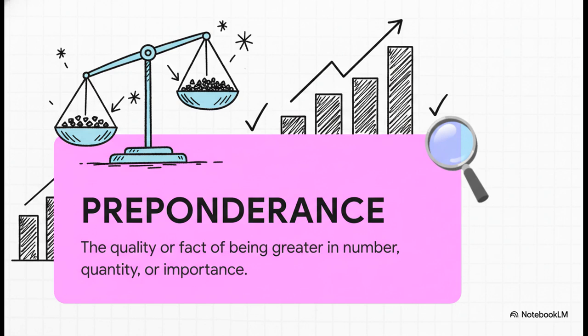Now, this is a huge one, especially in legal arguments or academic papers. A preponderance of the evidence doesn't mean all of the evidence. It just means the overwhelming weight of it. The bulk of it is pointing in one direction.